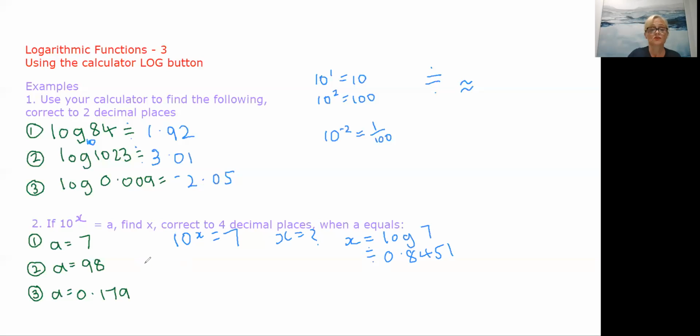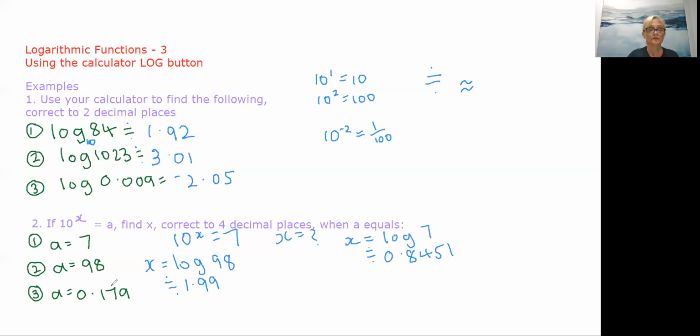This one here again, so the answer will be log of 98. Now 98 is nearly 100, isn't it? And 100 is 10 squared. So we're expecting an answer that's going to be nearly 2. Let's see how we go. Log of 98 is 1.99 when rounded off to 2 decimal places.